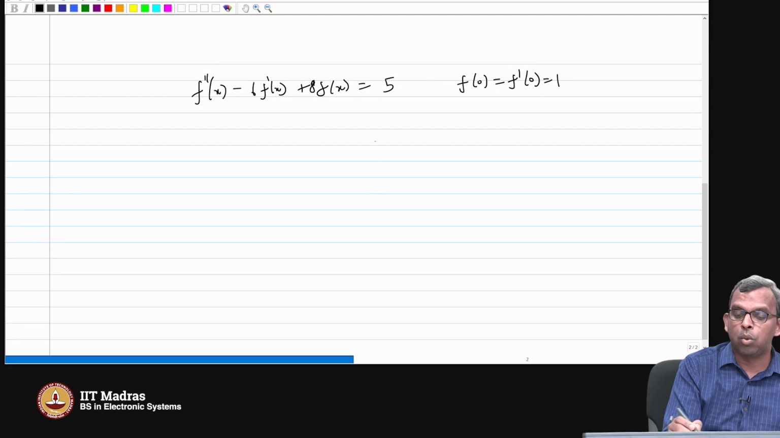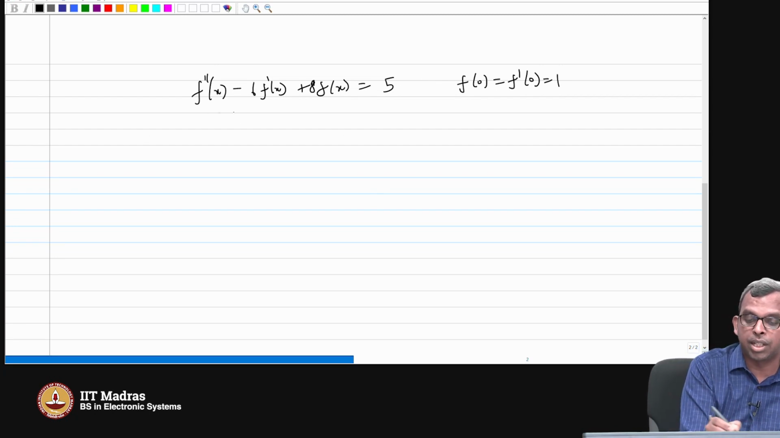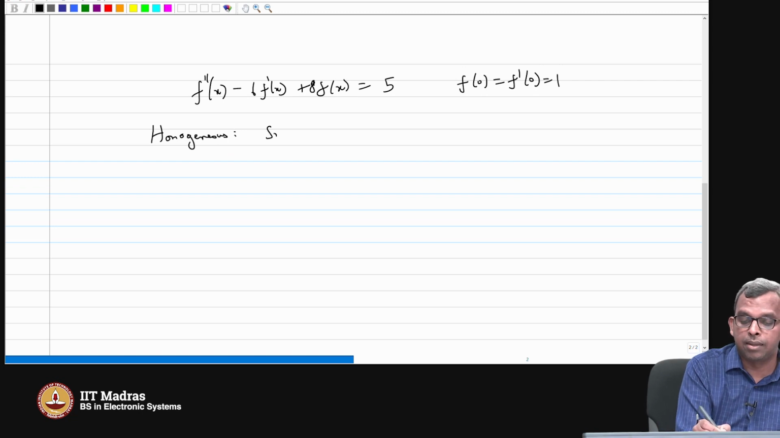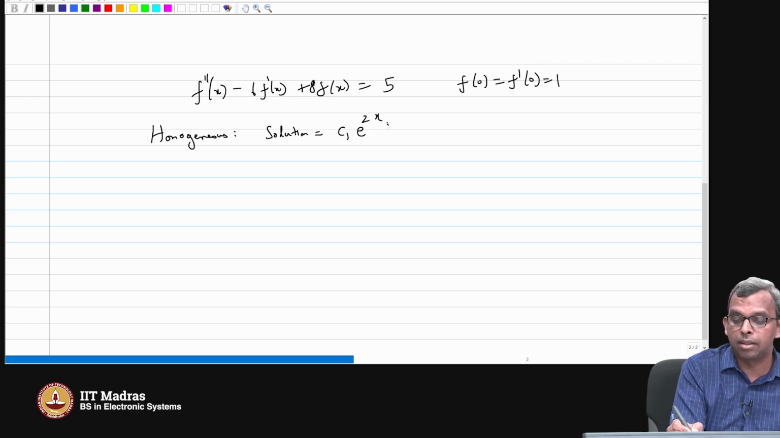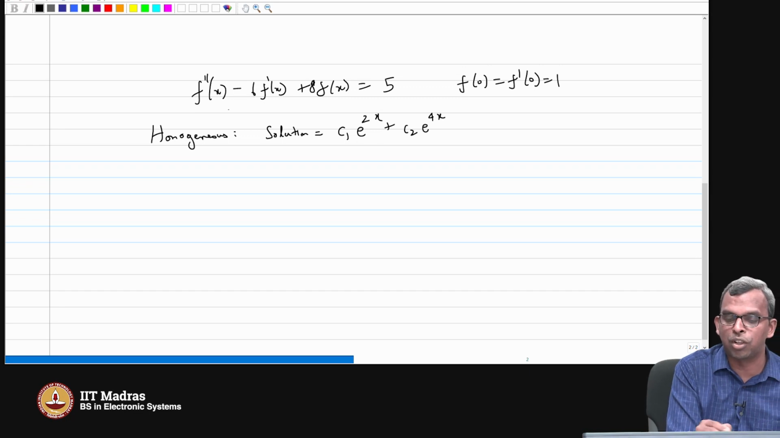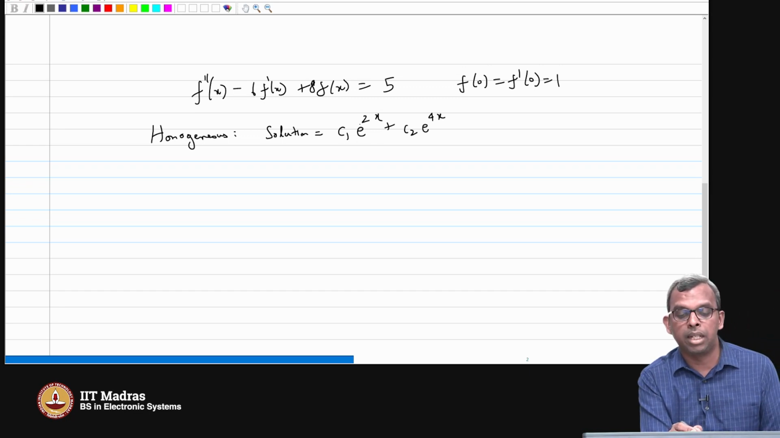Okay, so what is my homogeneous equation solution? We have seen this already. For the homogeneous equation, my solution is c1 e power 2x plus c2 e power 4x, right? So 2 and 4 are the solutions of the characteristic equation. So you get c1 e power 2x plus c2 e power 4x. So for the homogeneous case, that is the solution.